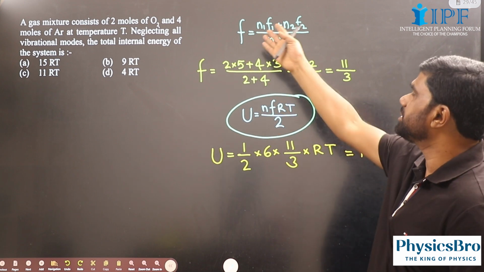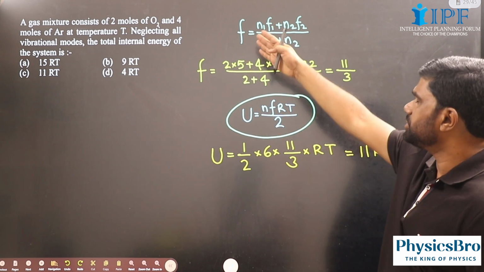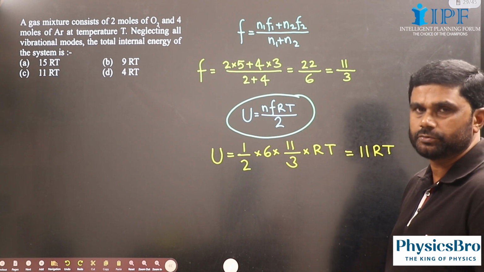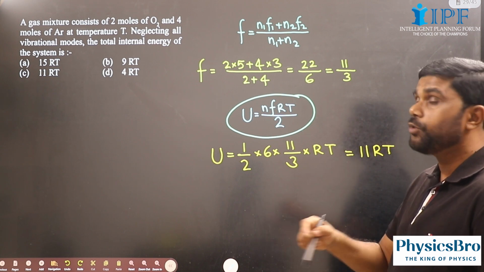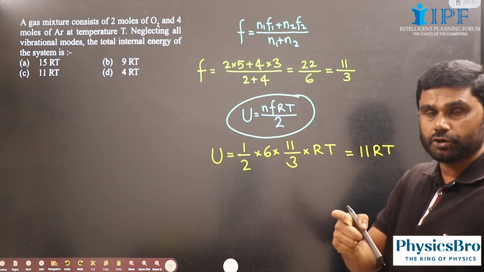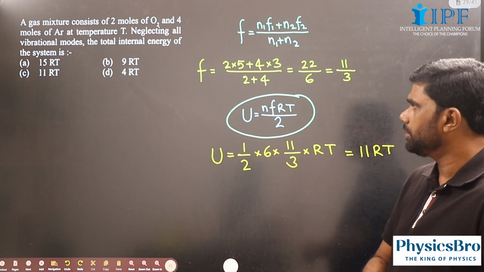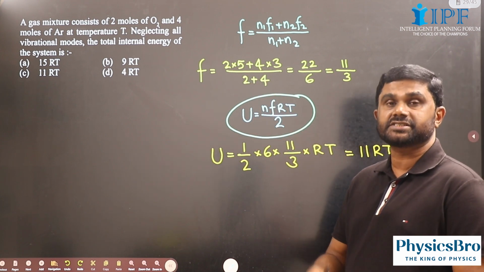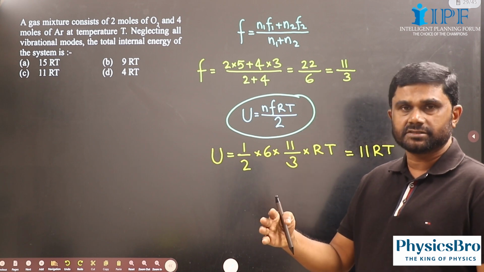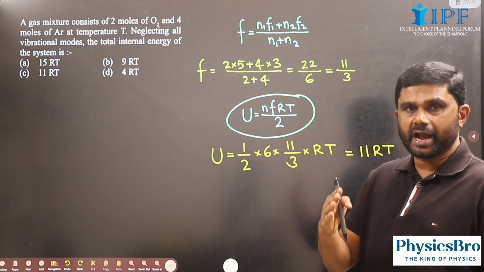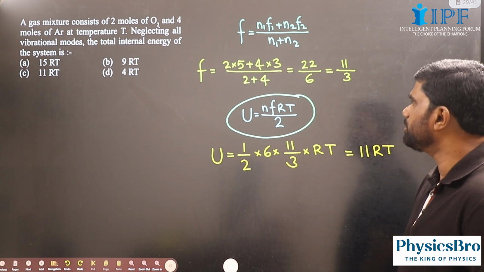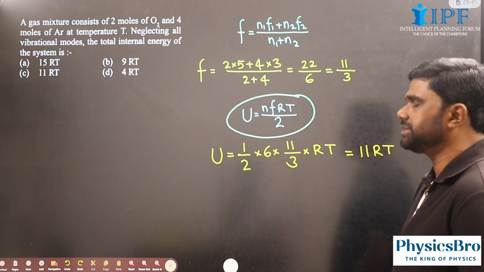See, here is the formula. Number of degrees of freedom f is n1 f1 plus n2 f2 divided by n1 plus n2. Here we have 2 moles of oxygen which is diatomic with 5 degrees of freedom. Okay, so 2 into 5. 4 moles of argon, that is an inert gas. So it is monatomic, must be having 3 degrees of freedom only. So 4 into 3 divided by n1 plus n2 is 6. So we will get 11 by 3.